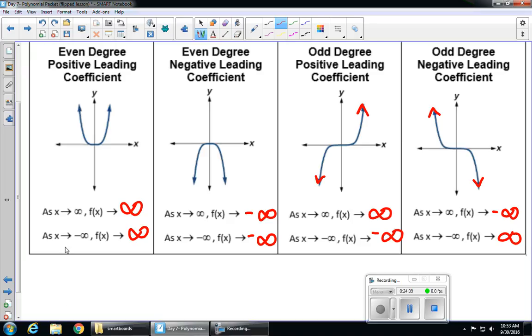So these are your 4 cases. Even degree positive, they both face up. Even degree negative, they both face down. Odd degree positive, they're opposite and it ends up on the right side. Odd degree negative, they're opposite, and it ends down on the right side.